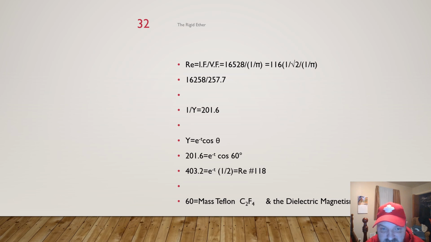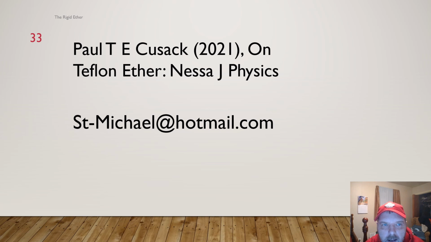There's the dampened cosine energy. Y is equal to e to the minus t cos theta. And we end up with the mass of Teflon is 60. And that is the paper that I promised I'd show you about in the NASA Journal of Physics on Teflon ether by me in 2021.